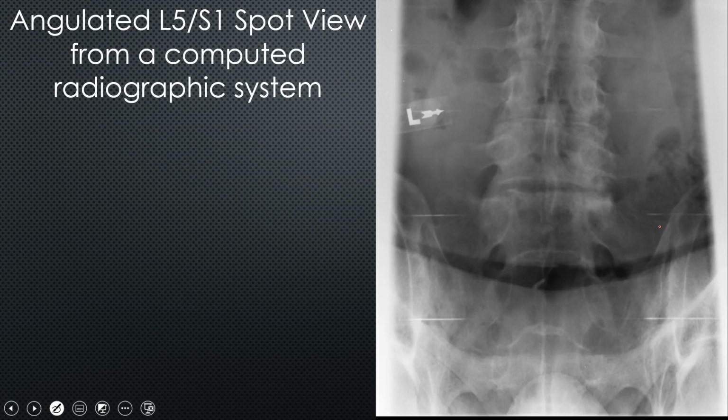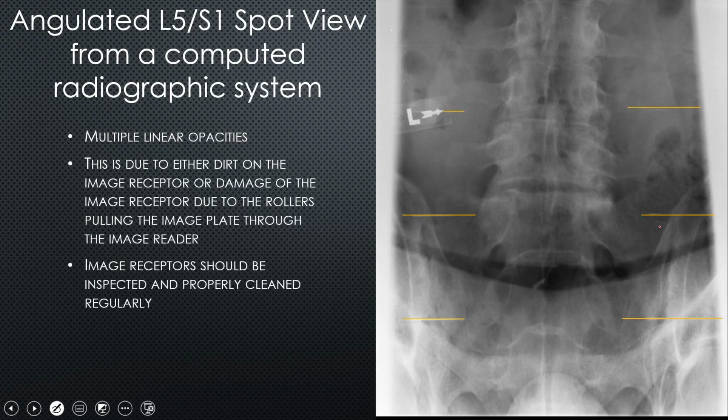So here we have an example of an angulated L5S1 spot view. And this is from a computer system. Here we can see that there are multiple linear opacities present. This is due either from dirt on the image receptor itself or damage of the image receptor due to the rollers pulling the plate through the image reader.